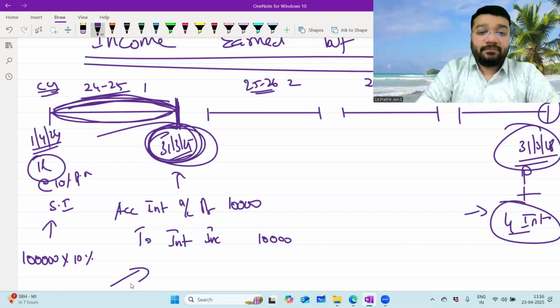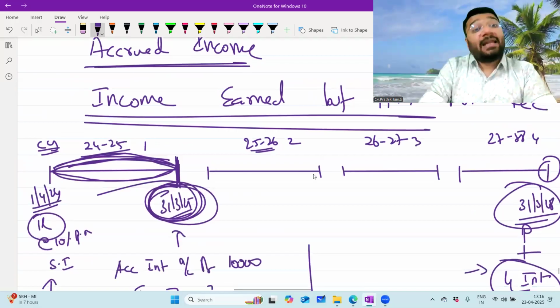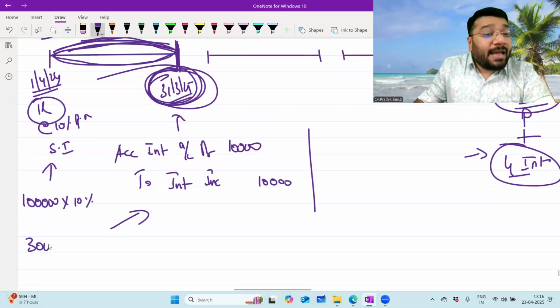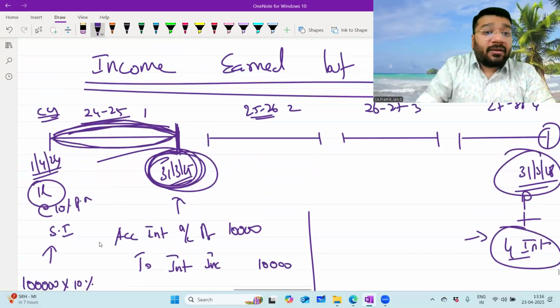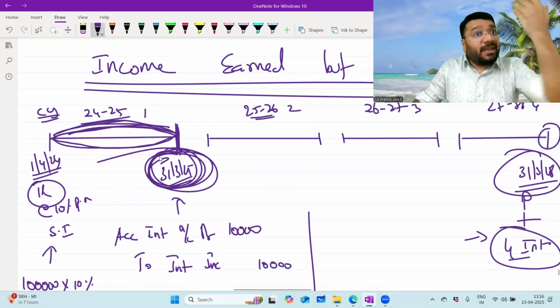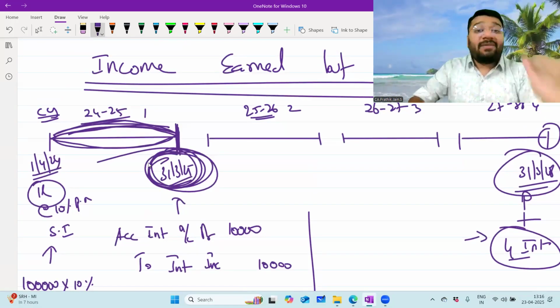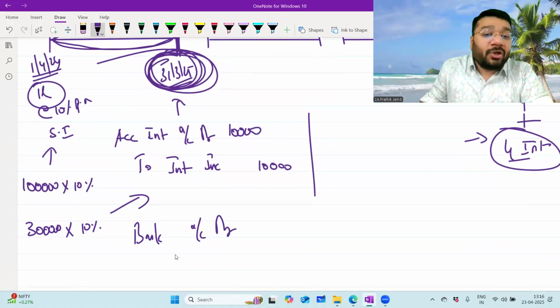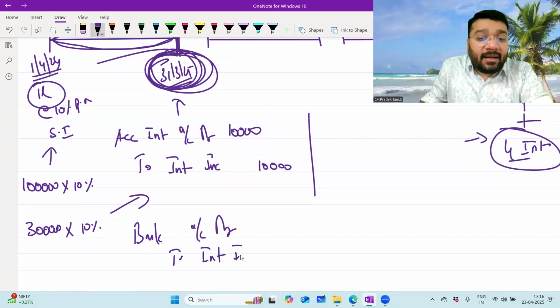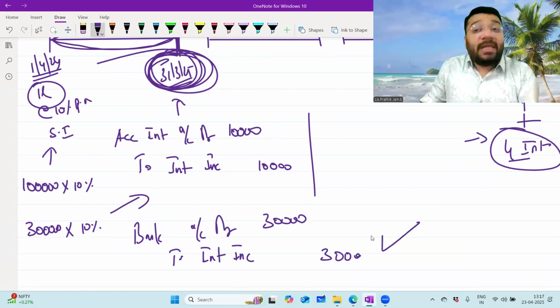Any problem? Now, imagine there's another fixed deposit for 3 lakh rupees. Only for 1 year, at 10%. And on 31st March 25, you got the interest in your bank account. Interest received. My accountant will record the entry. What entry will he record? He will record bank account debit to interest income or interest received. Both are correct. How much? 30,000, 30,000. So my accountant records only this entry.